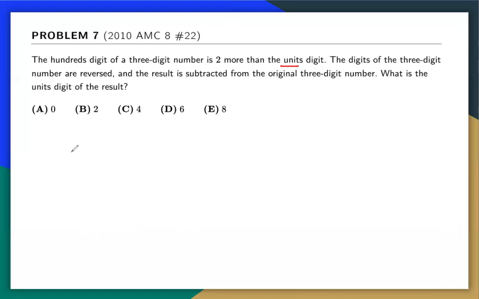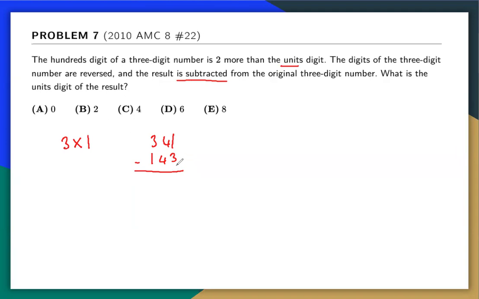It says the hundreds digit is 2 more, so let's say this is 3 and this is 1. The middle digit could be anything. For example, I can choose 4 for the middle, giving 341. If I reverse it, I get 143. Then I subtract the new number from the original number, which is what we are told here. Just be aware, otherwise you're going to get 2 if you do it the other way around.